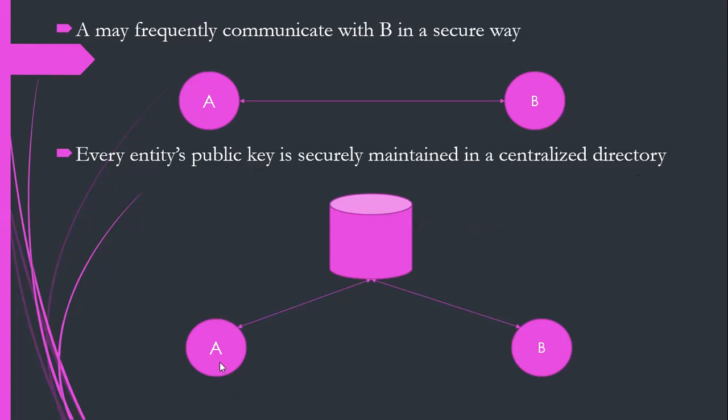A will have its public and private key pair. B also will have its public and private key pair. So every entity's public key is securely maintained in a centralized directory. A's and B's public keys will be stored in the centralized directory here. This is the centralized repository or directory which we call. A's and B's public keys will be stored in the centralized directory. Have you understood the concept here? Please reply.